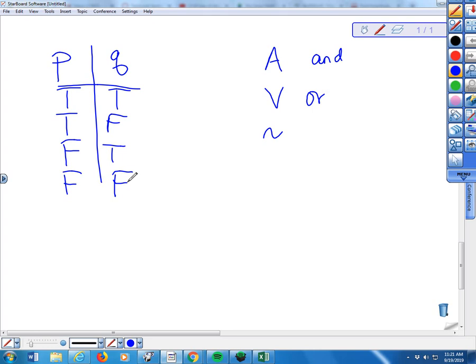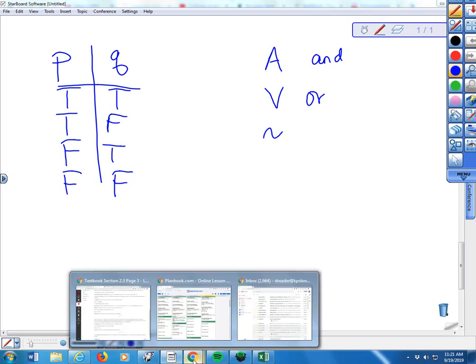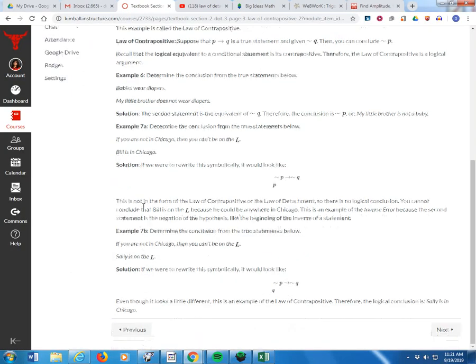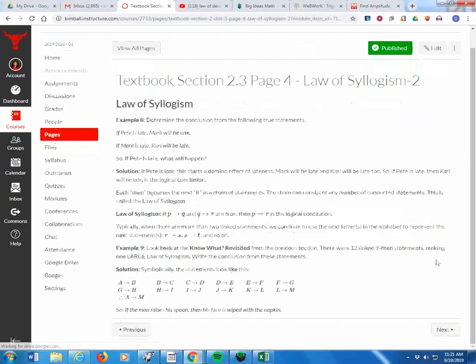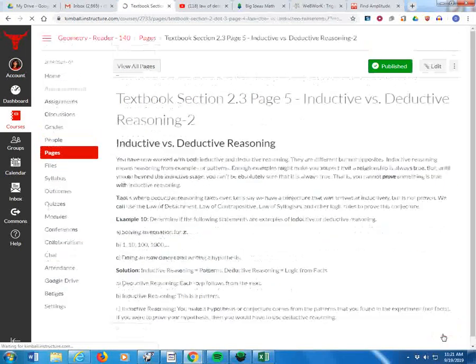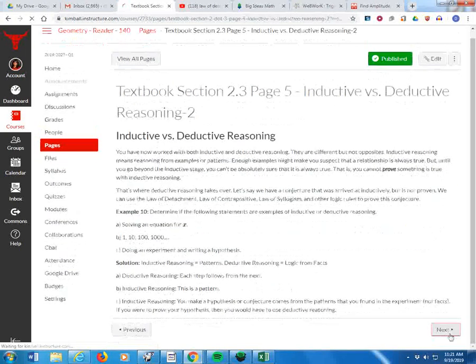Then it gets bigger. When you have more variables than just P and Q, do your truth tables get longer? Yeah, you have more possibilities, so you're going to have a longer table the more variables you add. In the textbook, when we get to the truth tables, maybe law of syllogism, I'm just showing you for reference so you can go back and look.